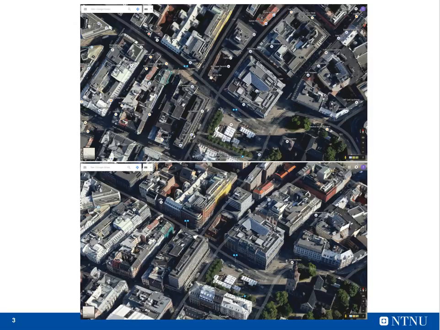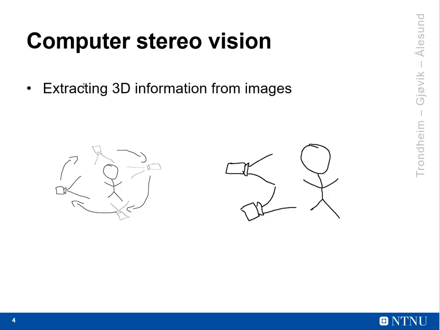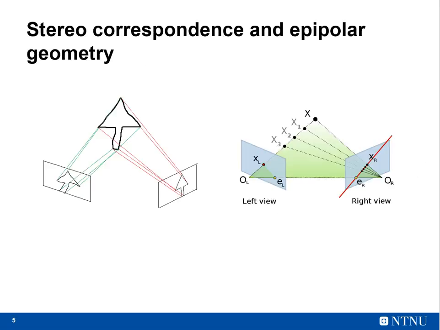When we talk about computer stereo vision, we mean the process of extracting 3D information from a set of related images. These images can, for example, be captured using one camera that moves around taking pictures from different viewpoints, like illustrated in the left figure. Another way is to have a set of two calibrated cameras that takes images simultaneously, as illustrated in the right figure. The main problem of stereo vision is to find where one point in one image is located in another image of the same context.